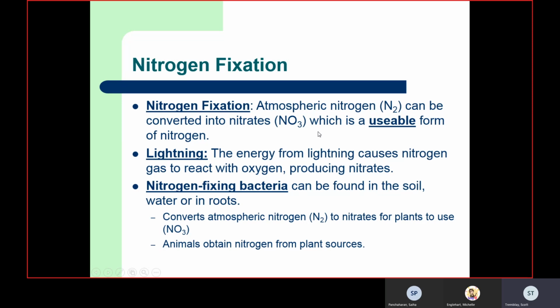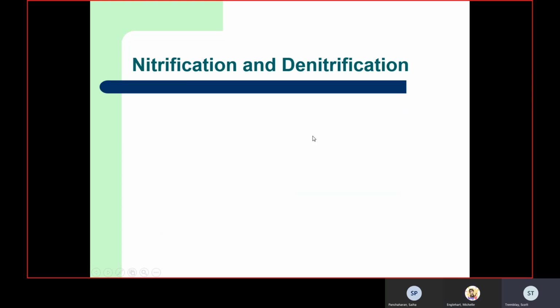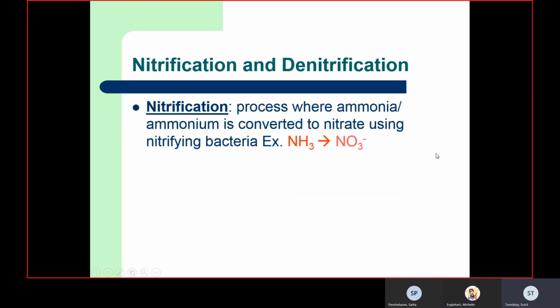And then we obtain our nitrogen from plants. So you need to eat plants. Okay, so nitrification and denitrification.